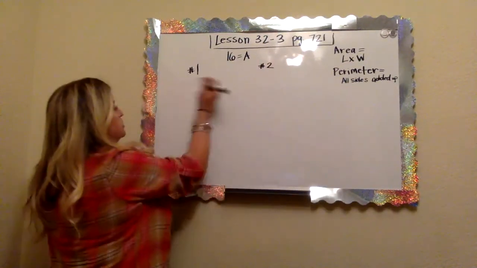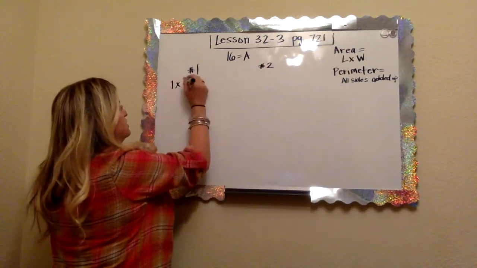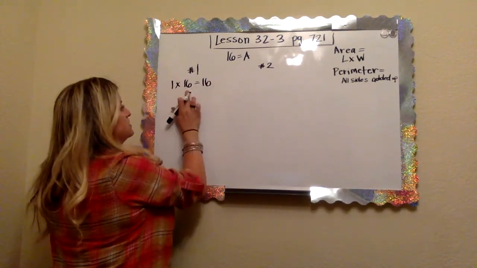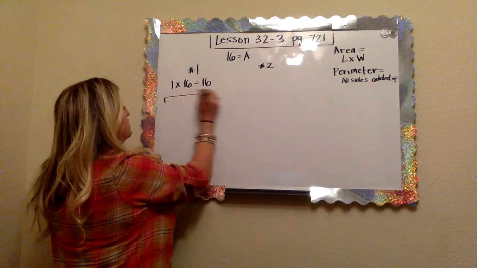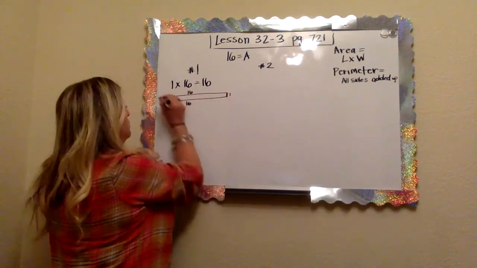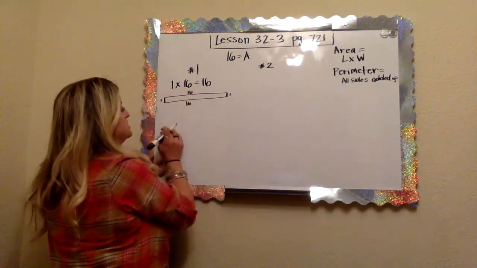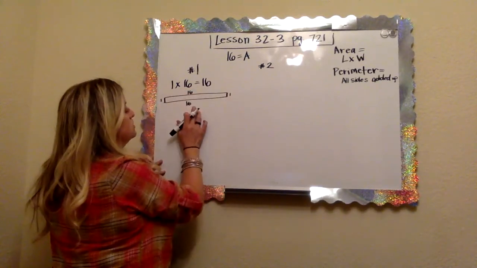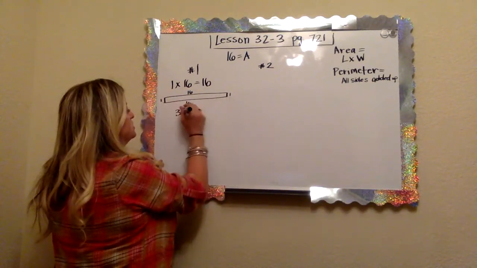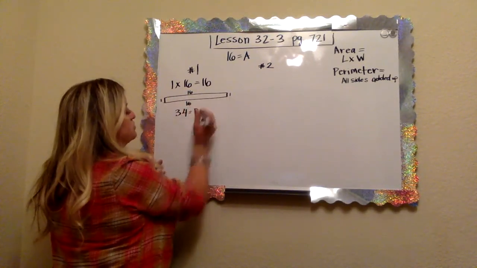So as I mentioned, you can always do 1 times 16. That'll get you an area of 16. Length times width. So here we go. 16, 16, 1, and 1. 16 plus 16 is 32. 1 plus 1 is 2. 32 plus 2 is 34. That's the perimeter of this shape.